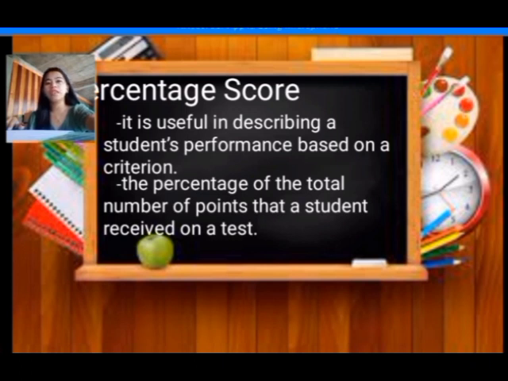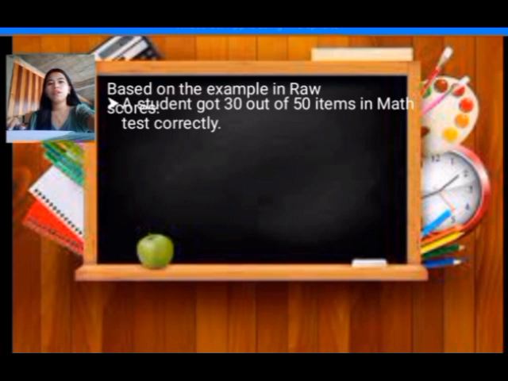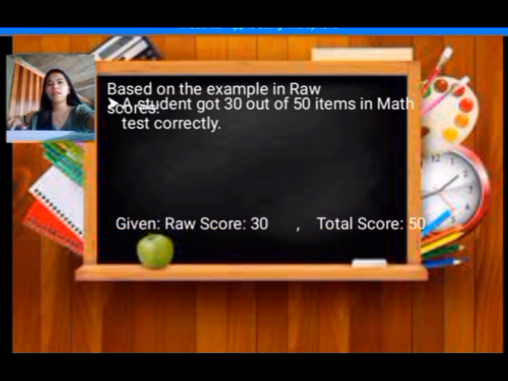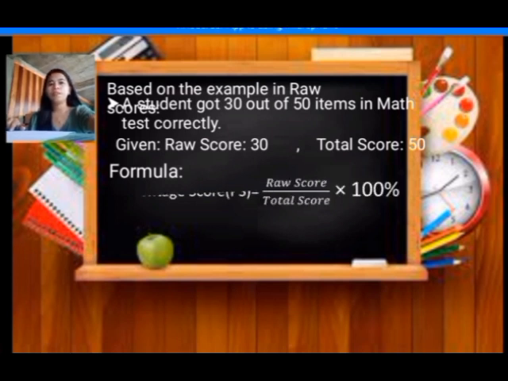To have a clearer meaning of what is percentage score, let's have some examples. Our examples will be based on the examples in raw scores. First, a student got 30 out of 50 items in a math test correctly. So we know that 30 is the raw score and 50 is the total number of points. To solve for the percentage score, let's use this formula: percentage score is equal to raw score over total score times 100%.